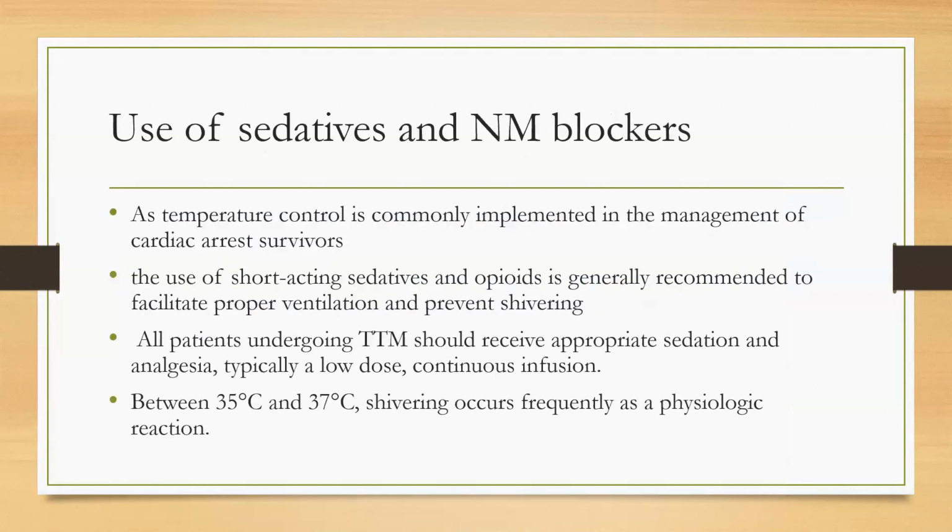So after initiating targeted temperature management, what is the role of sedatives and neuromuscular blockade? Temperature control is commonly implemented in the management of cardiac arrest. The use of short-acting sedatives and opioids is generally recommended to facilitate proper ventilation and prevent shivering. All patients undergoing targeted temperature management should receive appropriate sedation and analgesia, usually a low-dose continuous infusion. Between 35 degrees Celsius and 37 degrees Celsius, shivering occurs frequently as a physiological reaction.